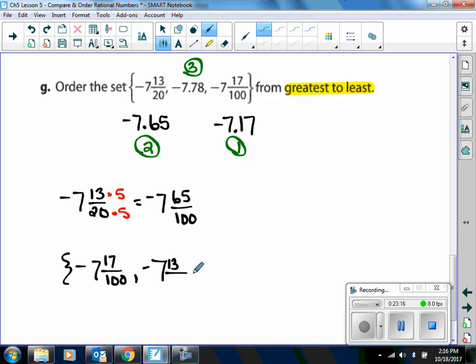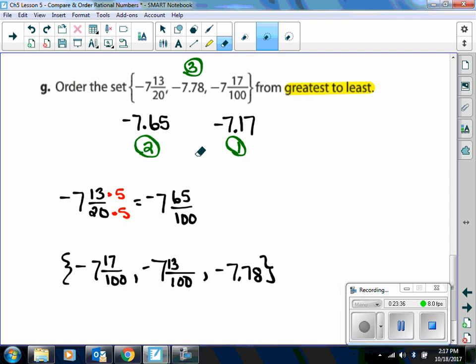Very good. And then finally we have the decimal, which is negative 7 and 78 hundredths. And don't forget to close your brackets. Yes, good catch. So this was actually negative, this one right here, good catch, was negative 7 and 13/20ths. Good catch.